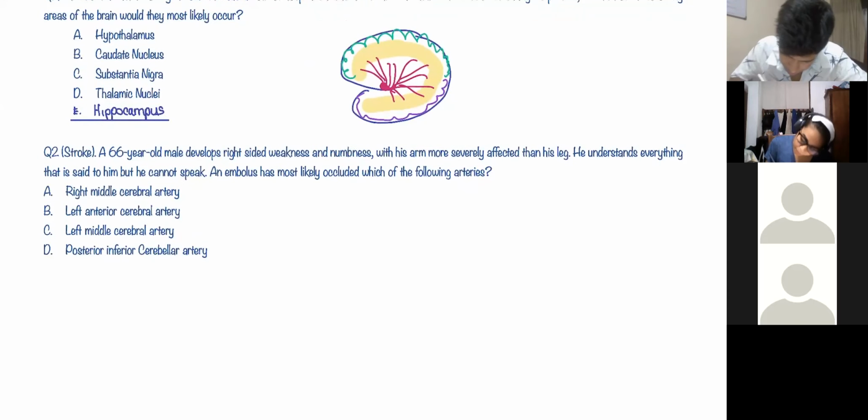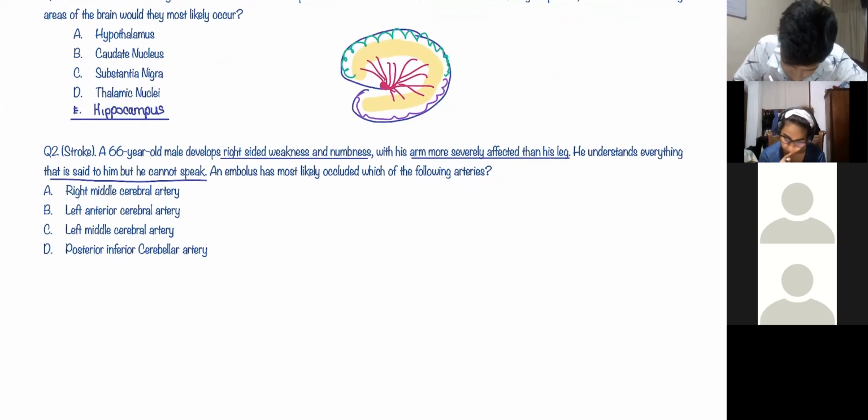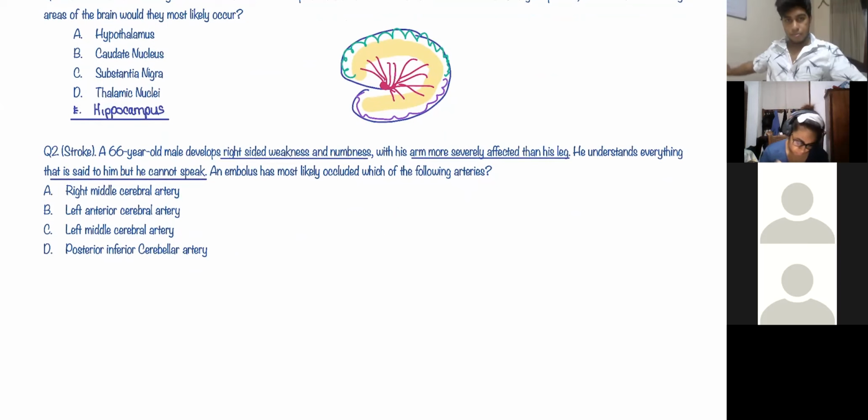A stroke. The patient develops right-sided weakness and numbness, with his arm more severely affected than his legs. He understands everything that is said to him, but he cannot speak. Can someone tell me the answer? This cannot be hard. Sorry? Send it in the group, guys. Send it. I hear you. Can you guys send me the answer in the chat? I just want to see how much you have understood. If possible, send it to me privately.